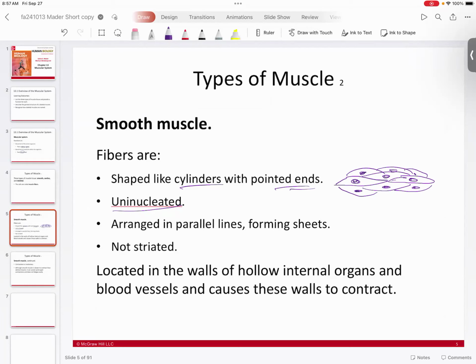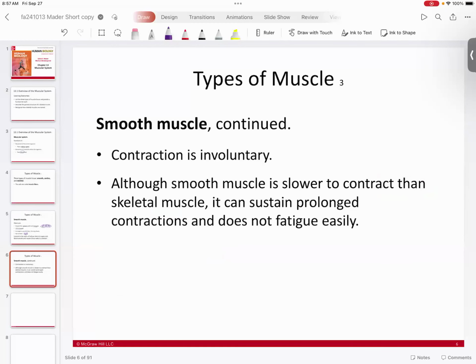They tend not to have a striated pattern to them. This is basically a striping effect. And we usually will find them in the walls of hollow organs like your intestines or blood vessels, things like that. Now, the important thing to understand is smooth muscle is involuntary. So you don't have to think about it. And this is basically associated with visceral systems, so your core organs and things like that.